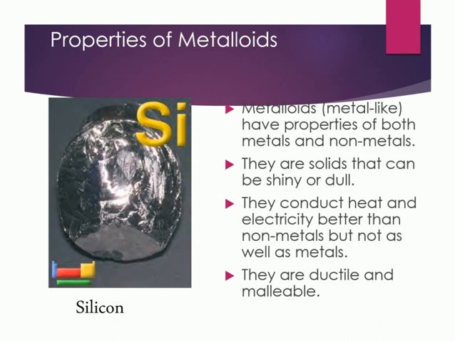They conduct heat and electricity better than nonmetals, which are non-conductive, but not as well as metals, which are, remember, good conductors. So they're an intermediate there. But they do tend to be ductile and malleable. A key thing to remember is metalloids truly are an intermediate between metals and nonmetals.